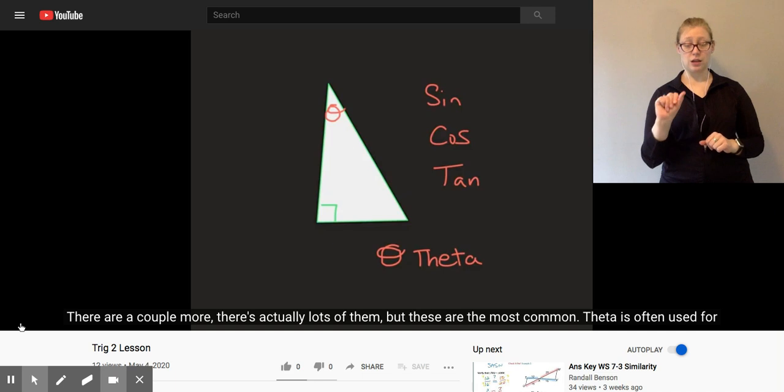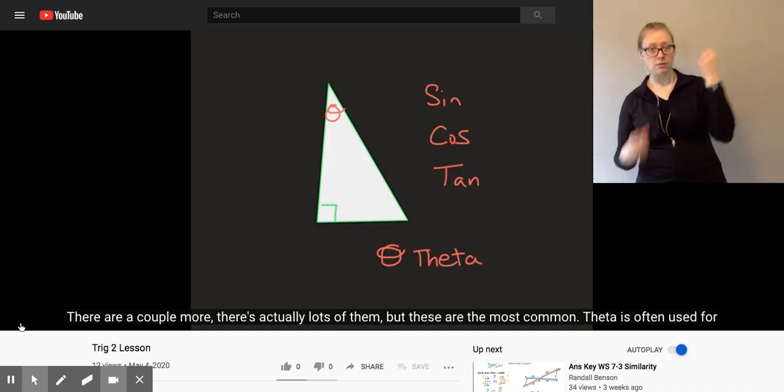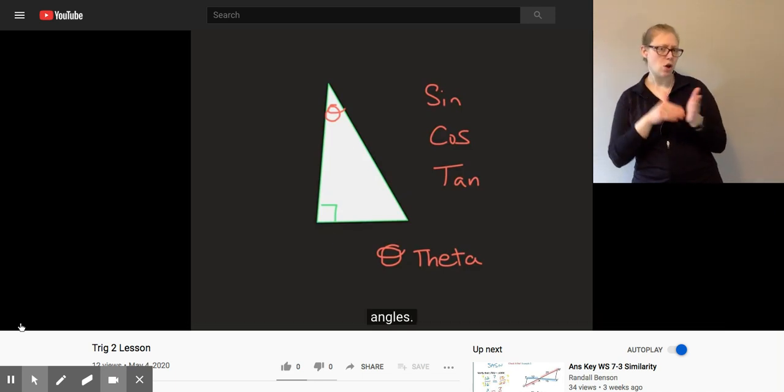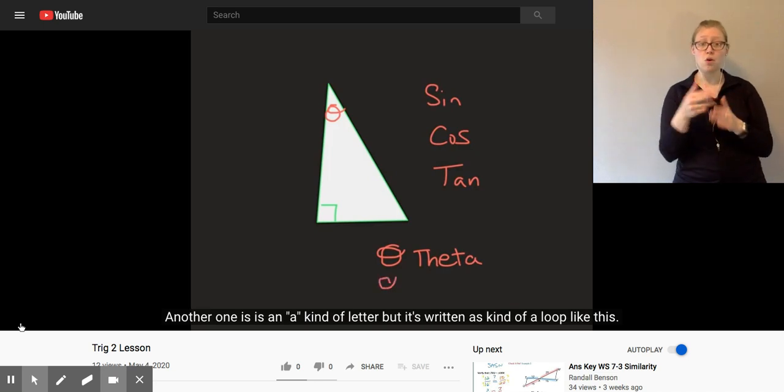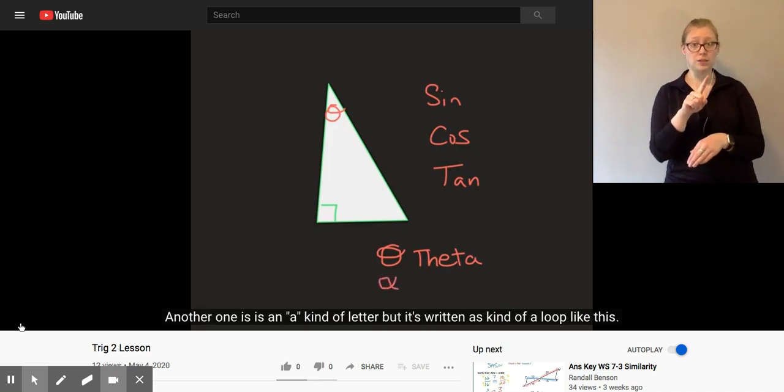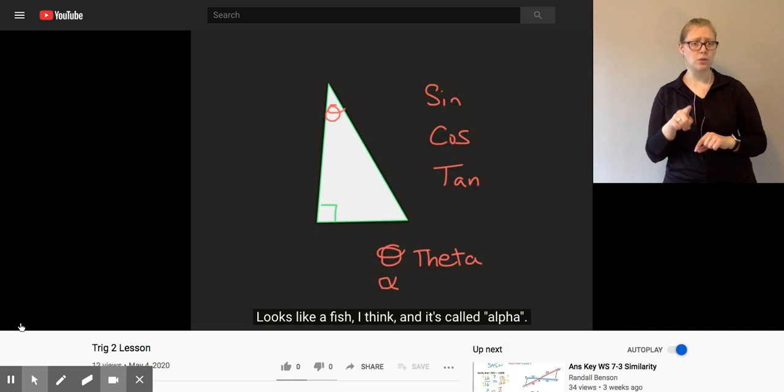There are a couple more. There's actually lots of them, but these are the most common. Theta is often used for angles. Another one is an A kind of letter, but it's written as kind of a loop like this. It looks like a fish, I think, and it's called alpha.